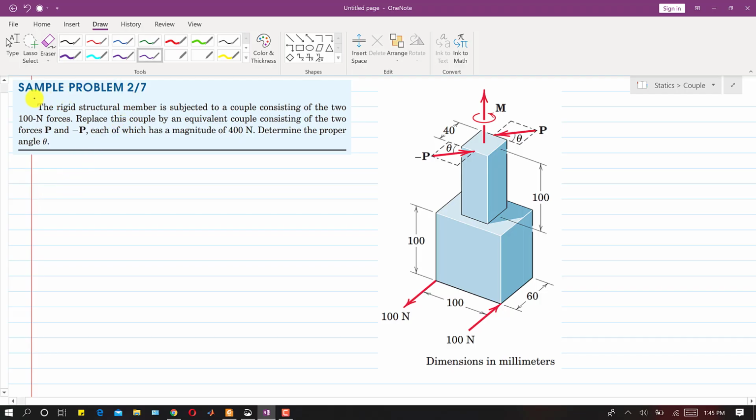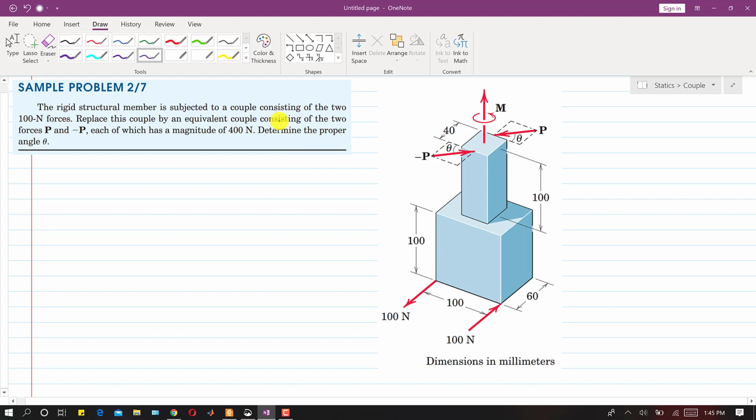We are going to solve this sample problem 2.7. In this problem, this rigid structural member is subjected to this couple, right? And it is said that we replace this couple by an equivalent couple consisting of the two forces P inclined at some angle theta. So we need to find this equivalent couple for this given couple.